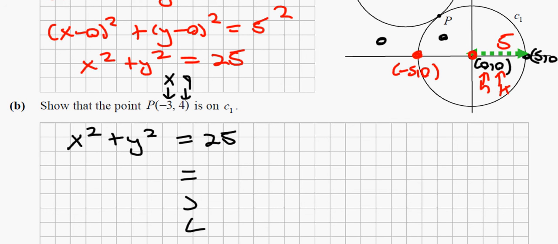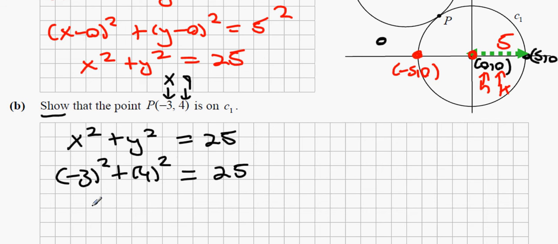So what we're predicting here is that it wants us to show. Show is the key in the language here. Show means it's got to be equal, so we should try this out. Minus 3 squared plus 4 squared equals 25. This is going to be 9 plus 16 equals 25. And then basically 25 equals 25. And then you can say, hence it's on the circle.